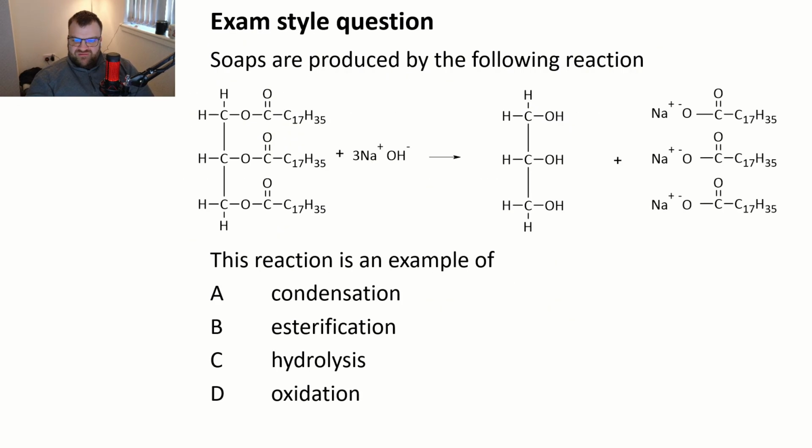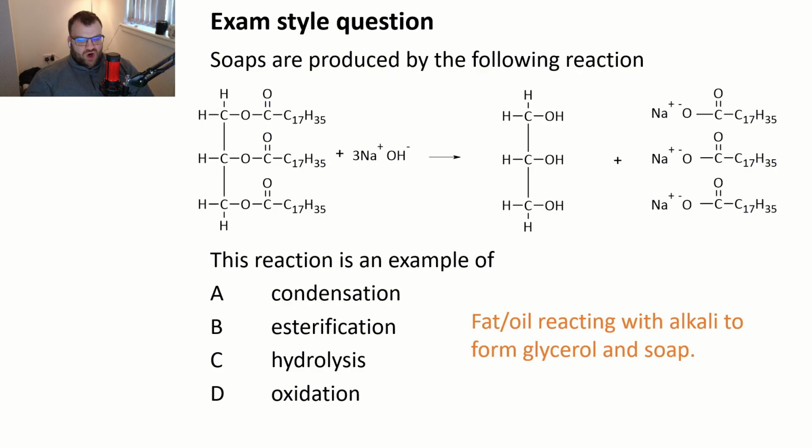First one is, here we have the reaction diagram. We have our fat or oil reacting with an alkali to form glycerol and fatty acids. That is an example of a hydrolysis reaction. Alkaline hydrolysis to be exact. Condensation and esterification are ways of making esters, fats, oils and proteins. Here we're splitting up. In this one we're breaking apart.